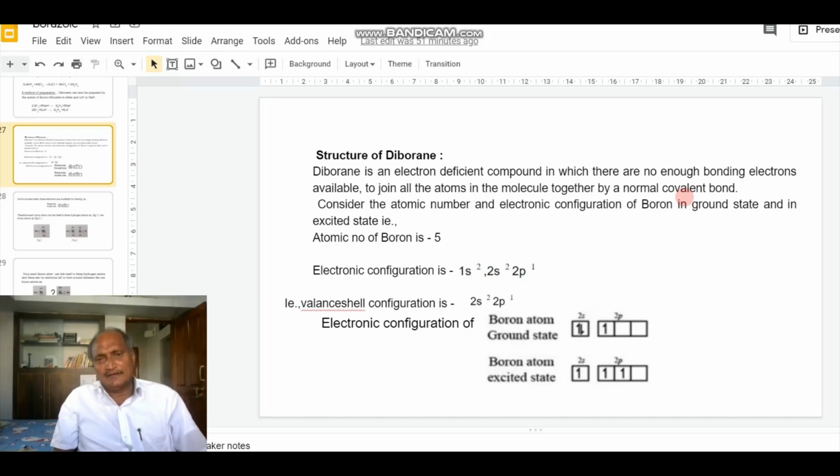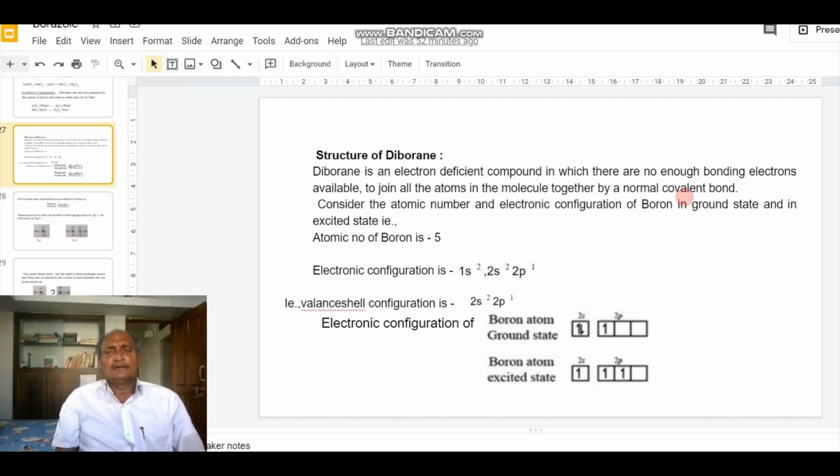Coming to the important aspect of diborane, that is the structure of diborane. As we know, diborane is an electron deficient compound in which there are not enough bonding electrons available to join all the atoms in the molecule together by a normal covalent bond. So to deal with the structure of diborane, we have to consider the atomic number and electronic configuration of boron in the ground state as well as in the excited state.